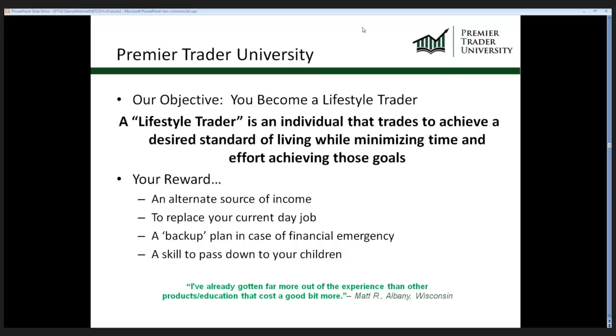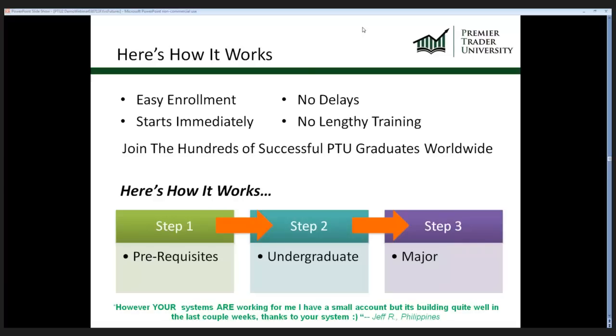So the way that we work with the university, we teach you all of this. This is about training you and educating you in everything that we've shown you today, plus a whole lot more. Obviously, like we said, we can go on forever. We don't want to do that to you. But we just barely showed you the tip of the iceberg on the markets that we trade and the approaches that we take. And I know everybody's got different ideas of what you're looking for, from full-time income to part-time to building up retirement accounts. We do it in 3 simple steps: prerequisites, undergraduate, and major.